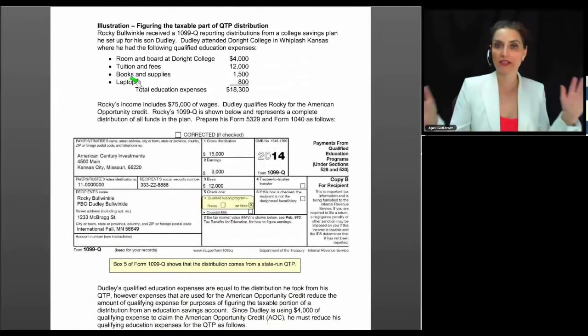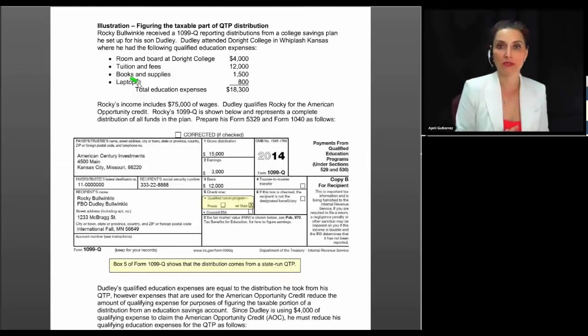I've created an illustration to show you a client who is going to have to pay tax on part of the distribution, but they're not going to have to pay the penalty. And the character in our story here is named Rocky Bullwinkle. He's received this 1099-Q right here, showing that there was a $15,000 distribution from a QTP.